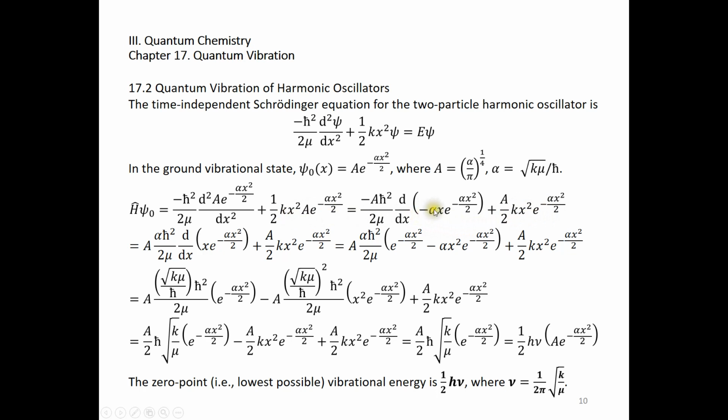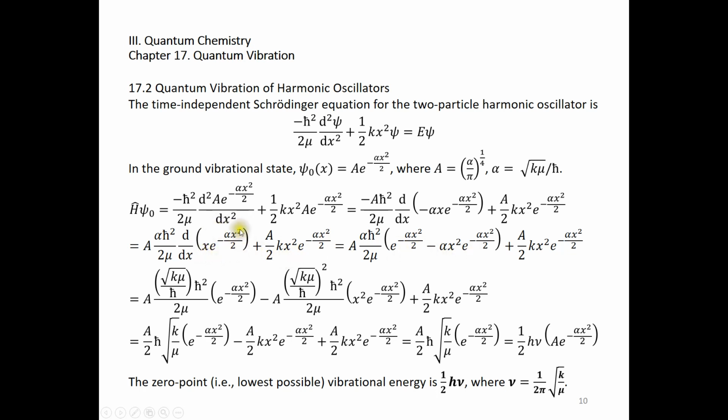Now I'm going to take negative alpha out, and we got a times alpha h bar squared over 2 mu. And then we'll take the first derivative of this. I copied the kinetic energy part here. Now what's the derivative of this one? Product rule in calculus. The derivative of x is just 1, so 1 times this Gaussian function here.